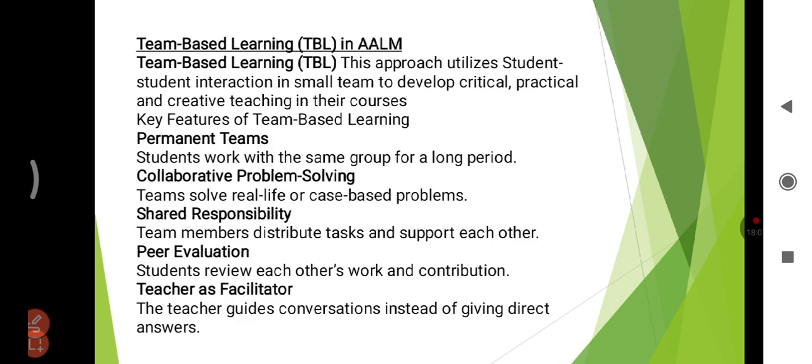Then next heading is TBL. TBL means team based learning, included in the AALM method. This is used for student to student learning. This approach utilizes student to student interactions in a small team to develop critical, practical and creative thinking in their courses. The key features are permanent team, collaborative problem solving, shared responsibilities, peer evaluation, teacher as a facilitator. Team based learning is one of the learner centered methods.